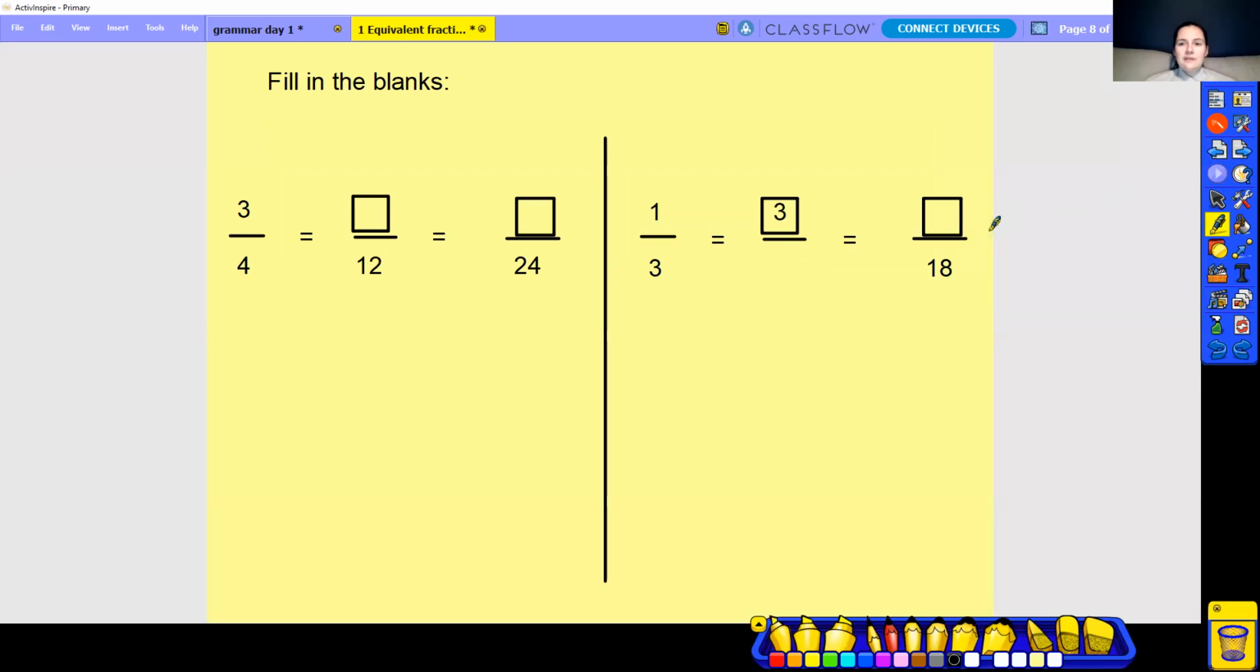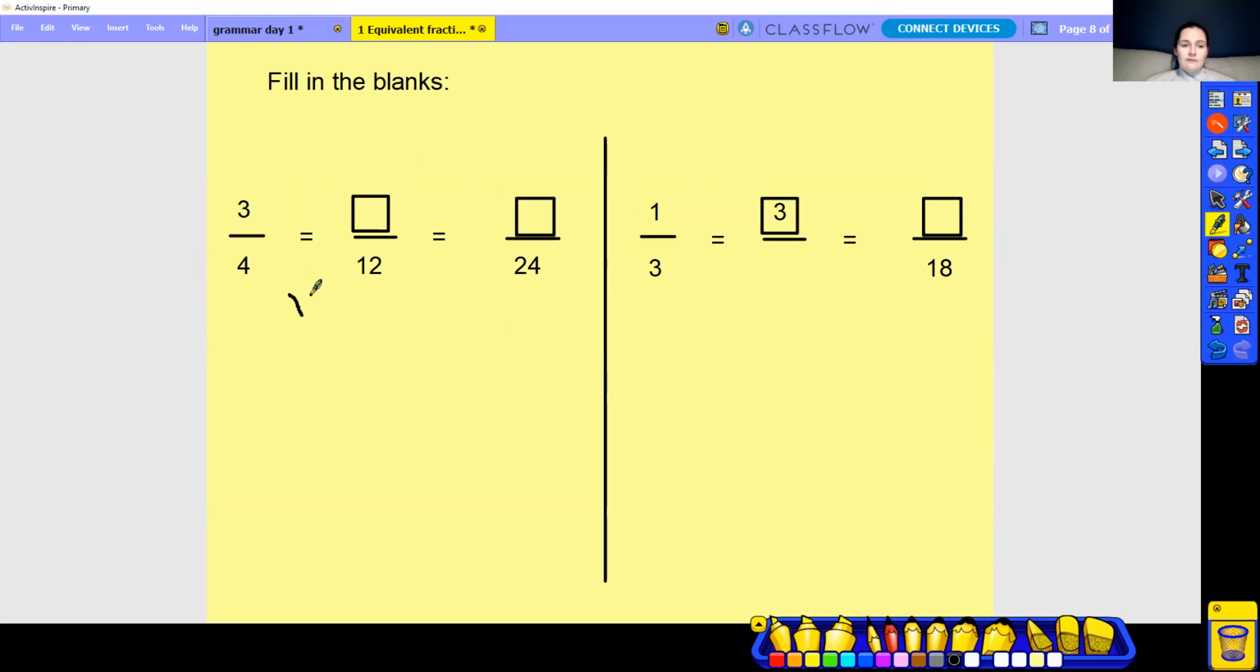Right, so we're going to do these fill in the blanks activity now. I'll do the first one for you. I'll do the one on the left, and then I want you to have a go at the one on the right. So the one on the left, we've got 3 quarters. Now, there's a blank here, so we can't look at that one. So we need to not look at the numerator right now. We need to look at the denominator. So we've got 4 as a denominator, and we're going to 12.